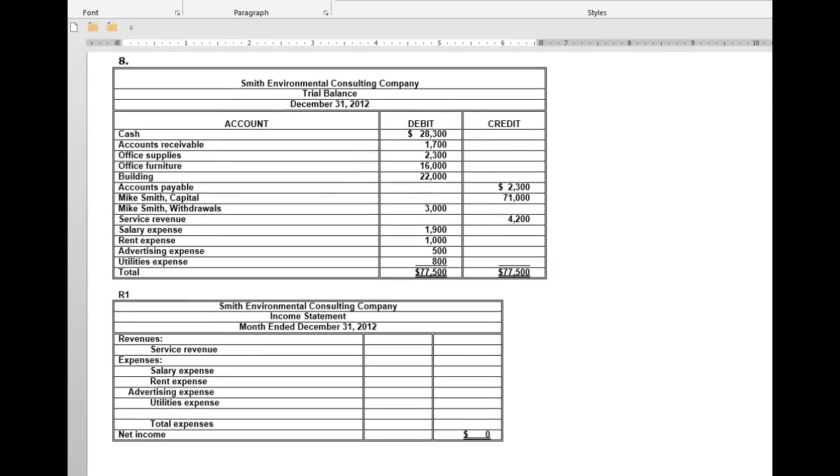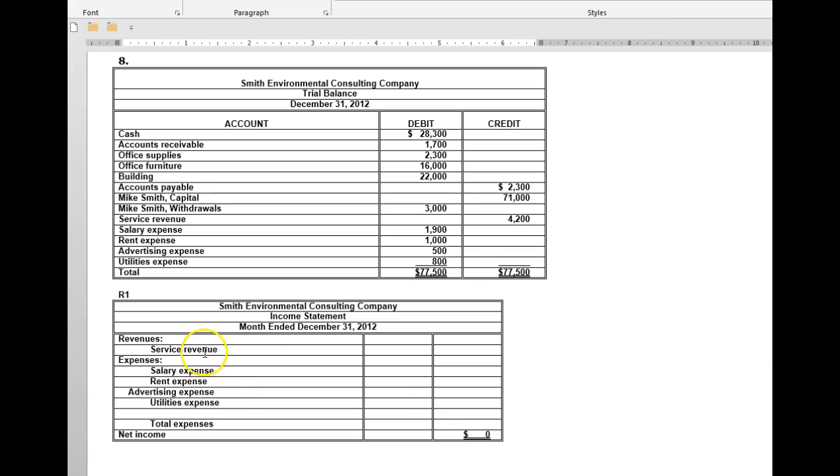Here's our trial balance. So now that we have a trial balance, we've done all these transactions, we need to pull off financials. Now remember, we did financials before, and you always pull off the income statement first, then you do the retained earnings, then you do the balance sheet. So let's get to it.